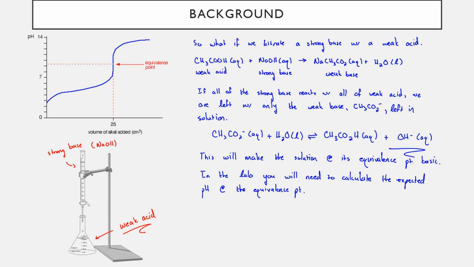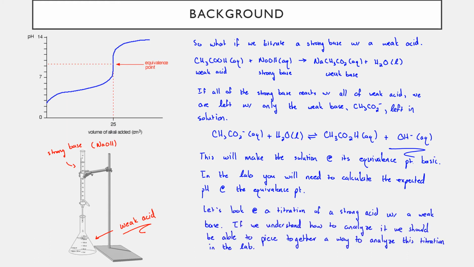In the lab, you're going to need to calculate the expected pH at that equivalence point. And I'm going to give you a more thorough example of how to do that with the opposite titration, when we're doing a strong acid with a weak base. Like I said, as long as you can understand how to do the calculations for that titration that we're going to discuss in a moment, you should be able to get back to this one and figure out how to do the calculations for that. But if you're having any trouble with it, then don't hesitate to contact me, and we can go over it in more detail.